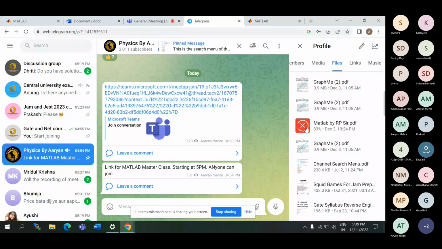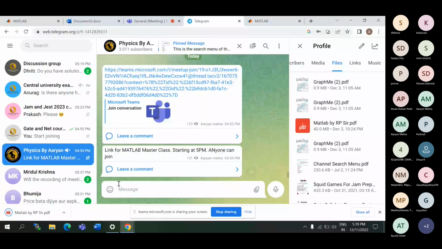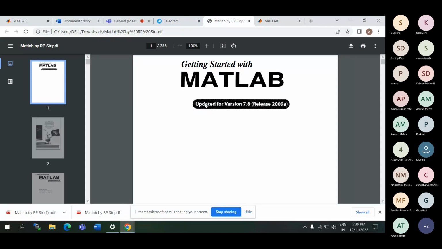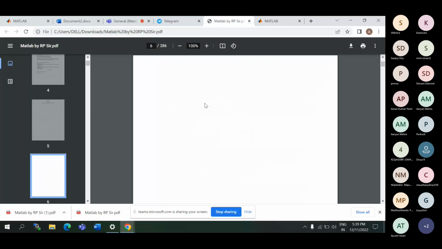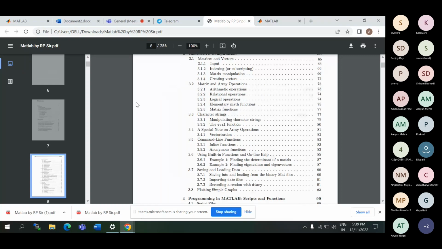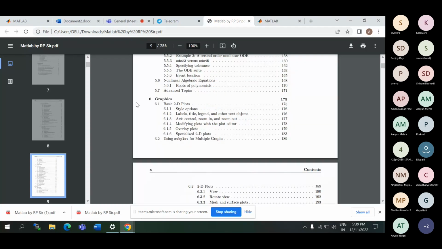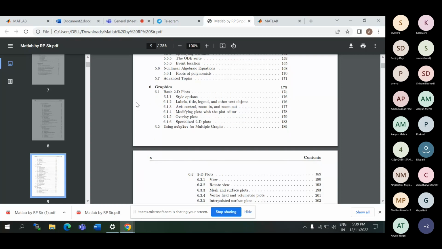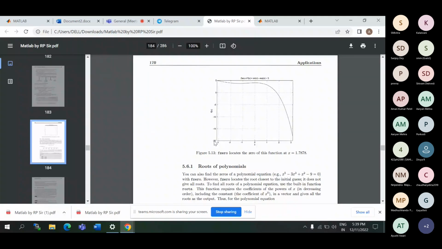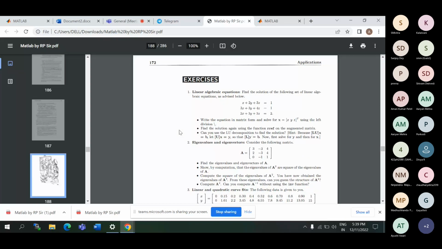I want to introduce this because there are so many concepts which you can see. You all can see the book, right? Yes, sir. If you go here, there is a chapter, chapter number 6, graphics, right? So if I go to this chapter, page 183, okay, let me come to this.